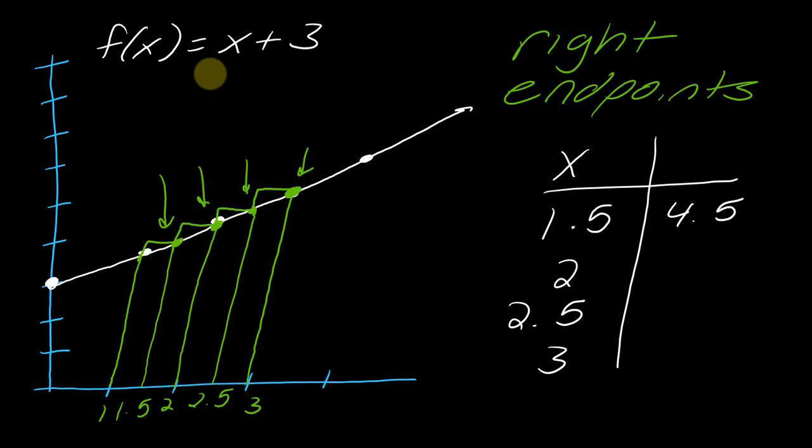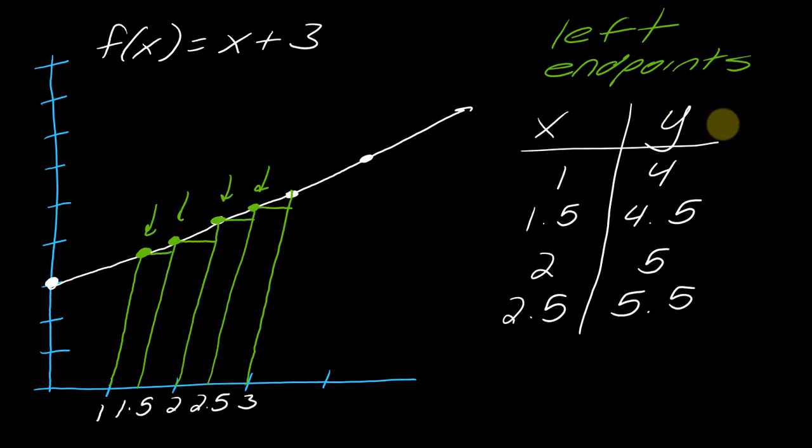So again, these are at least simple to calculate the values of. I'm just plugging them into my function. But, oh, and sorry, this is for my y's. Okay, so you can see how this information overlaps with what we needed for the left endpoints.